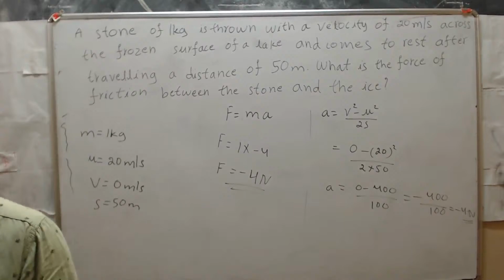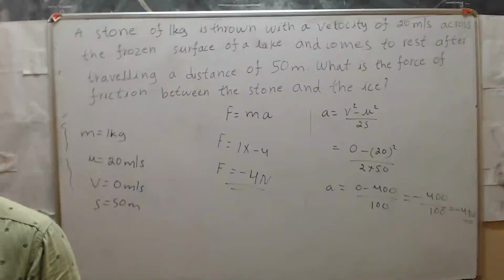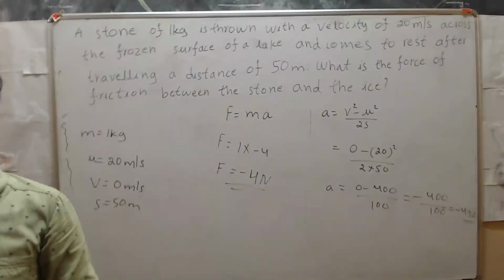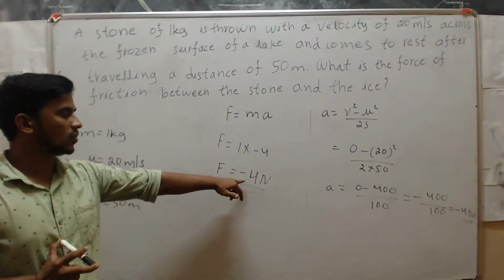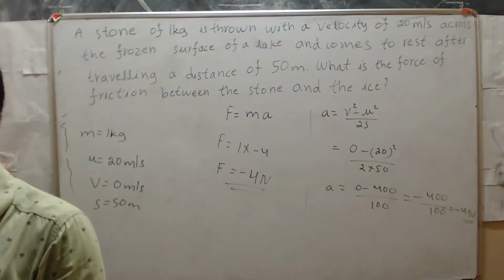Opposing force is friction. Yes, you have answered. See, my question is, F force is equal to minus 4 Newton, right? Here, what does this negative sign indicate? Just tell me that.